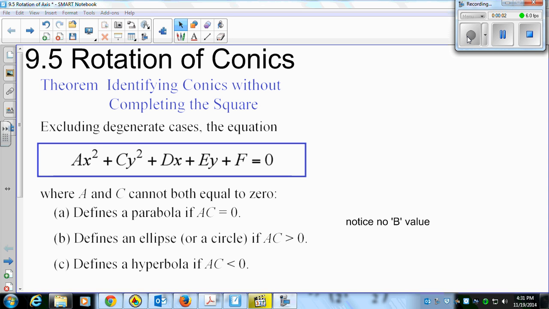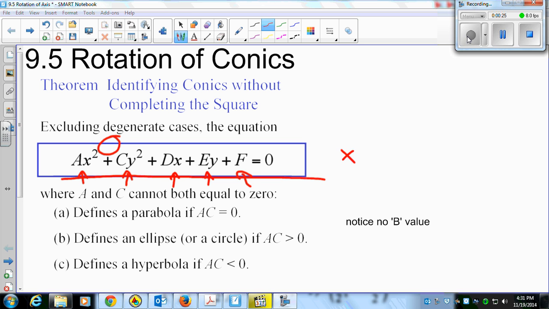All right, College Trade, we're at 9.5, rotation of conics. So far we've talked about conics of the form here, where we have x squared terms, y squared terms, linear terms for x, linear terms for y, and some constant. Notice we have no b term here. That b term is going to come into play when we have an xy term there.